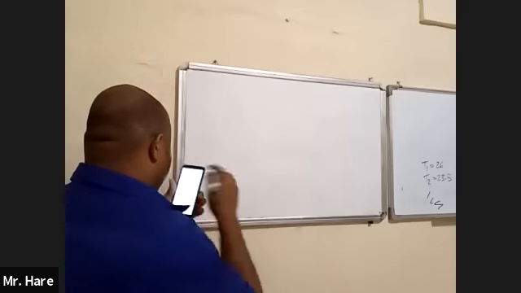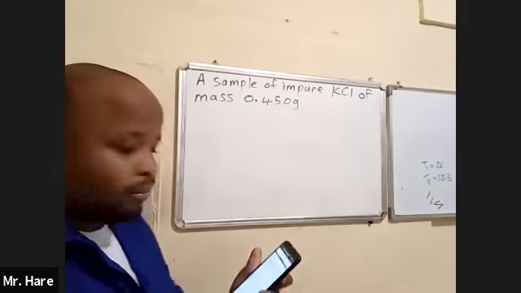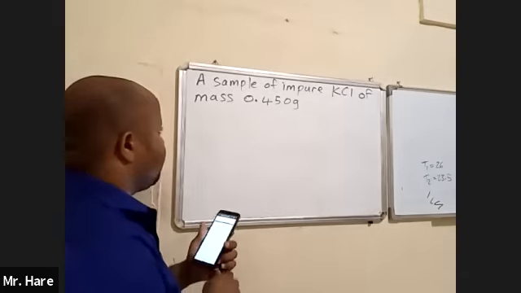All right, so there's a sample of impure. What's the year, sir? Sir, what year is this taken from? Sir, 2018, I have a very good question. Right, this is 2018.